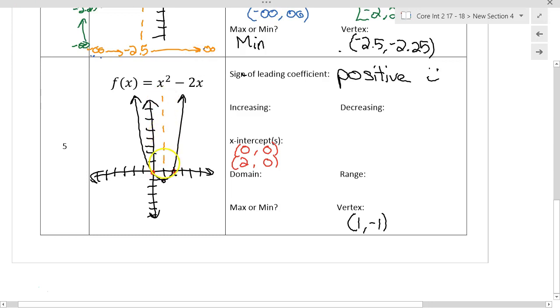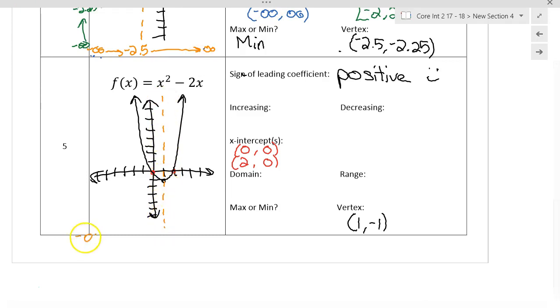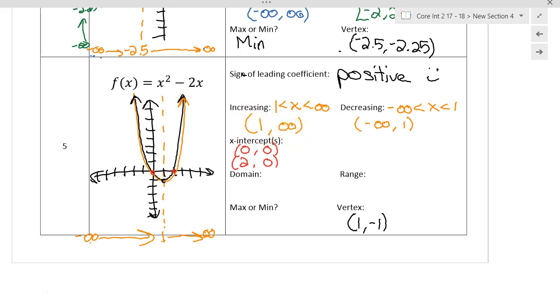Okay, I'm going to draw that line to do increasing or decreasing. And we'll go from negative infinity. That line is at 1 to infinity. Reading left to right, this side is dropping down. So it's going from negative infinity to 1 is where it's decreasing because it's dropping down. Negative infinity is less than x, which is less than 1. Or I can write it as negative infinity to 1. This side is going up. It's increasing. 1 to infinity. 1 is less than x, which is less than infinity. 1 to infinity.